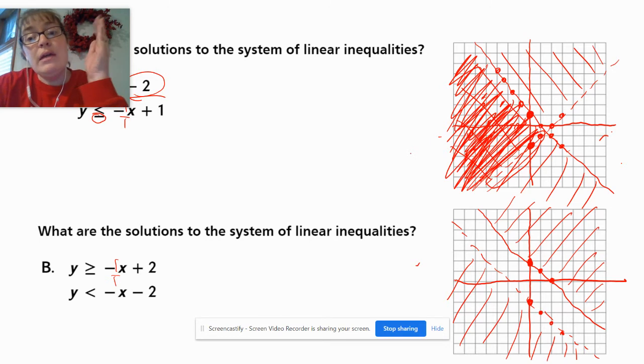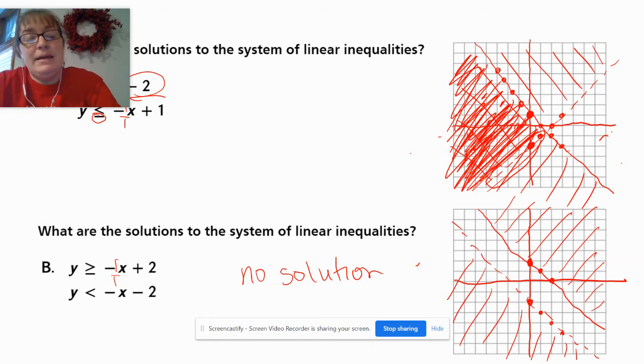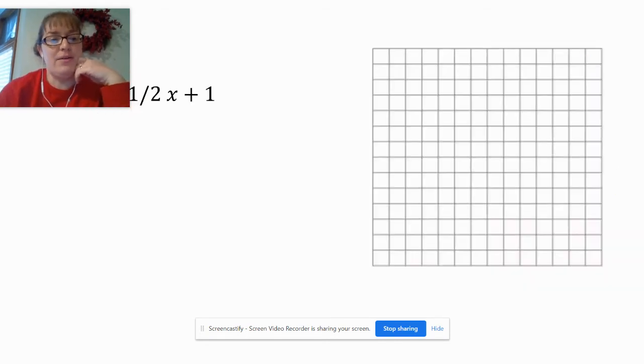So again, I'm looking for answers to be where the lines overlap. In this case, the lines don't overlap. So this would be an example of a system with no solution, because there's not a place where those two inequalities overlap. All right, let's try one more together.